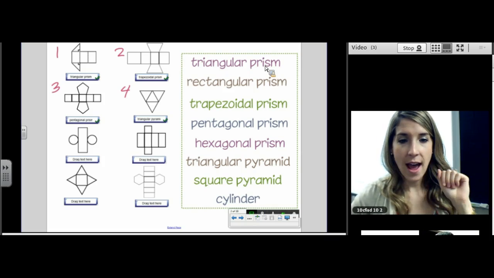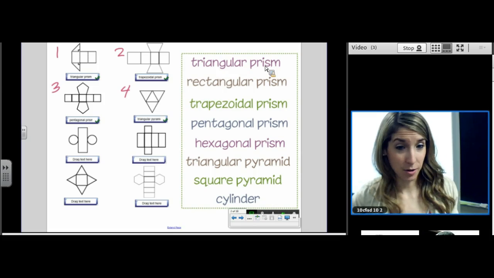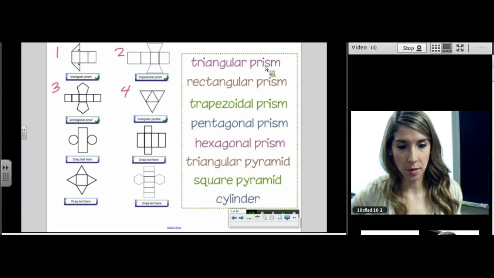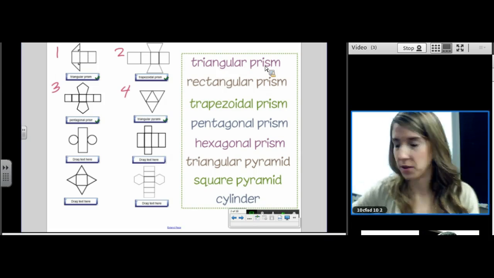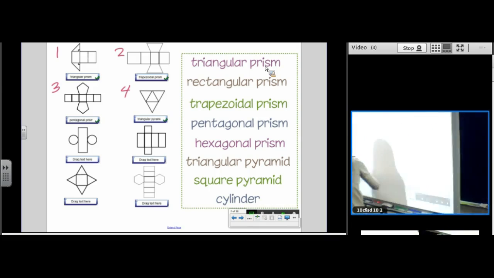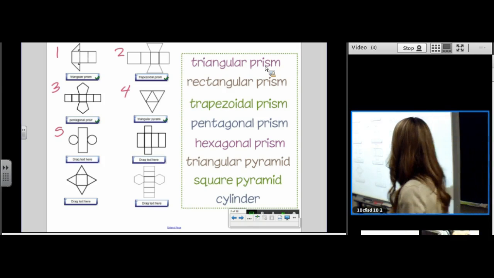1. Now, what are the lateral faces of a prism? They're rectangles. What are the lateral faces of a pyramid? Good, triangles. And we'll get more into this later. I'm just jumping ahead. Okay, number 5. Oh my goodness, super easy. Cylinder.